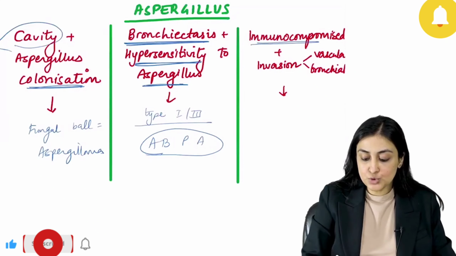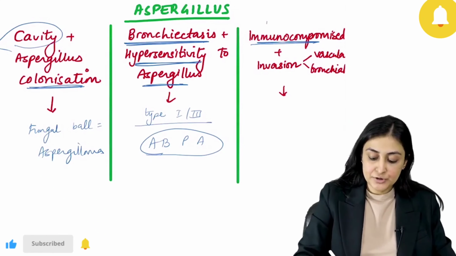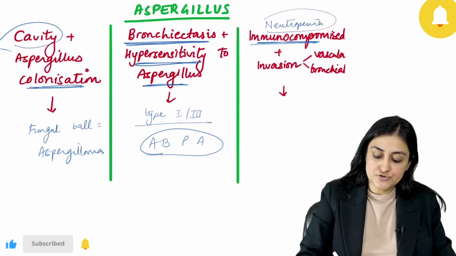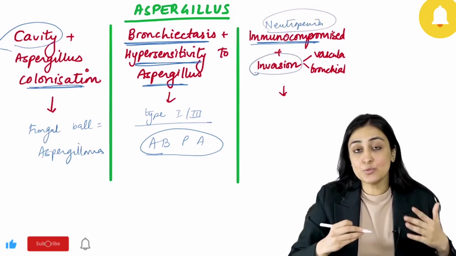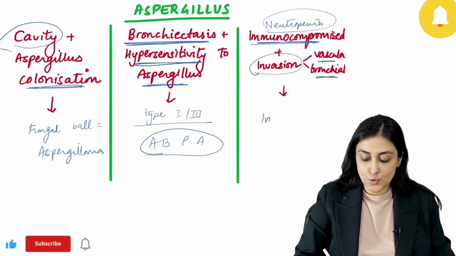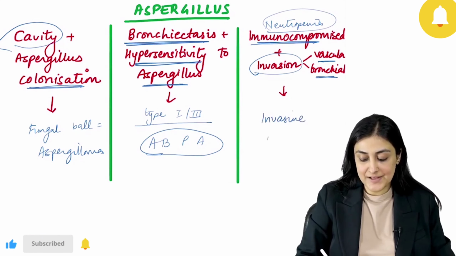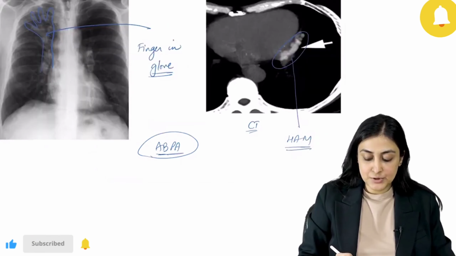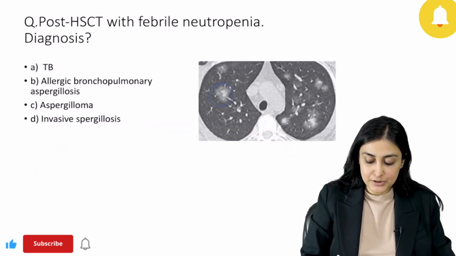Finally, if you have an immunocompromised patient, particularly a patient who has neutropenia, now the aspergillus is going to invade. It will invade into the vessels, it will invade into the bronchi, and this is called invasive aspergillosis. And how this is going to appear is basically as these multiple nodules.